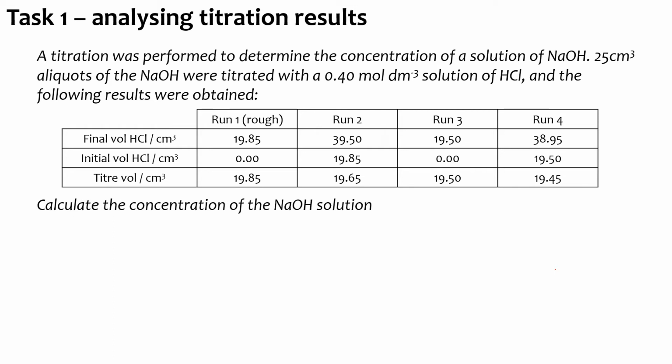Calculate the concentration of the NaOH solution. Now, first of all, just to mention, the word aliquot just means portions, so that's a set amount. So 25 centimetres cubed goes into the conical flask. That's just referred to as an aliquot.